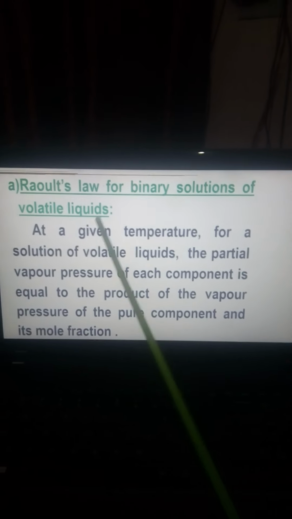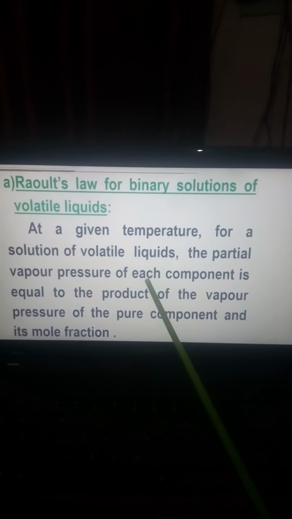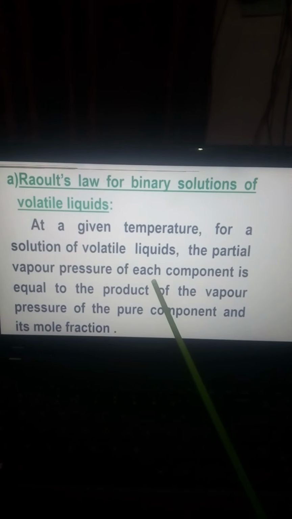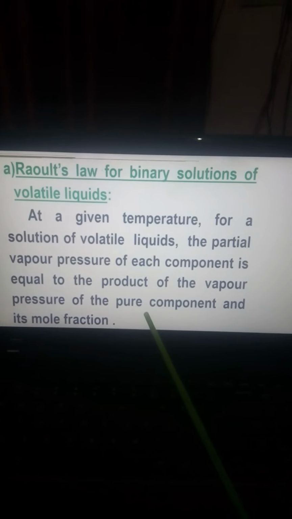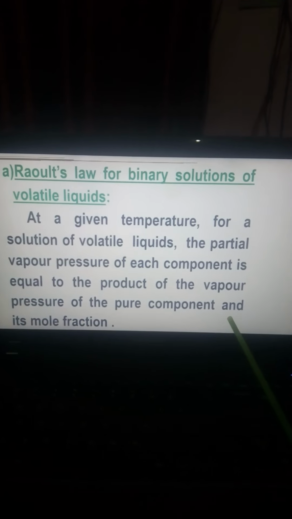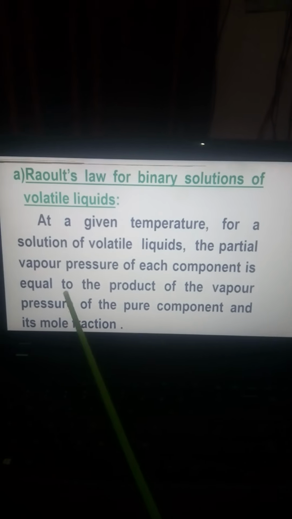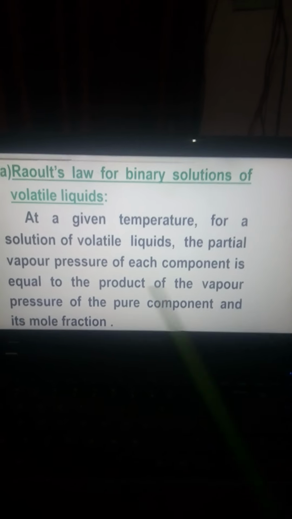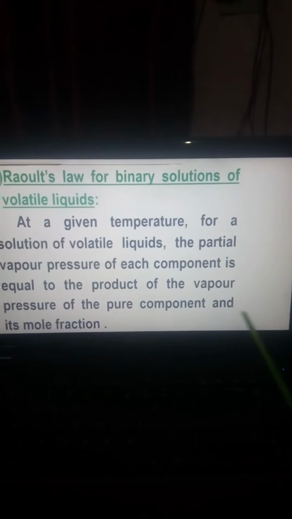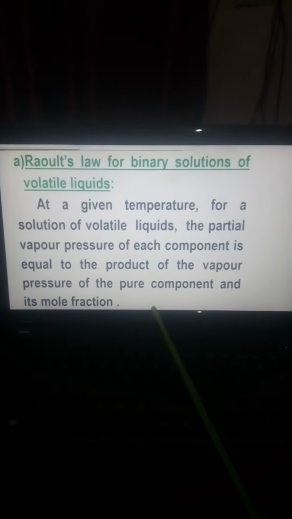That means here this is a binary solution, where both the solute and solvent are volatile liquids. In that case, the partial vapor pressure of each component is directly proportional to the mole fraction of each component in the solution, or the partial vapor pressure of each component is equal to the product of the vapor pressure of the pure component and its mole fraction. So that is one situation.